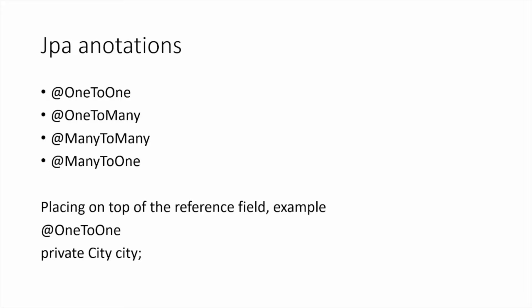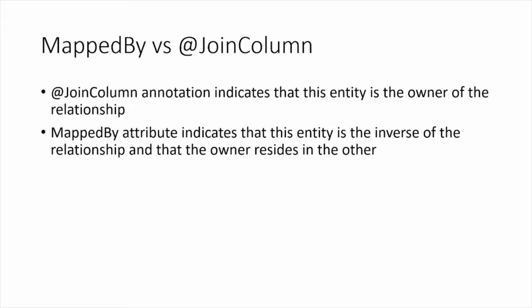We map our relationship with JPA annotations. Those annotations start with an @ symbol and then their types, and we place those annotations on top of our fields. The join column annotation indicates that this entity is the owner of the relationship, and the mappedBy attribute indicates that this entity is the inverse of the relationship and that the owner resides in the author.